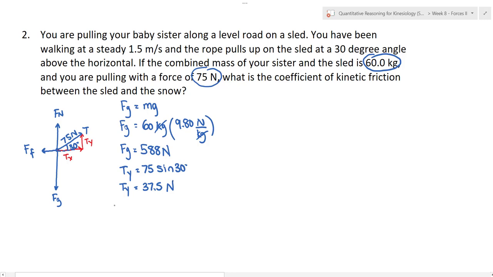So I'm going to write it like this. I'm going to say up is positive, and the net force in the y direction should equal 0. Okay, and they equal 0 because we know that the object is not accelerating in the y direction. So what are all the forces acting in the y direction? We have the normal force, which is what we don't know. We have Ty, which is positive because it points upwards. And then we have Fg, which is negative because it points downwards.